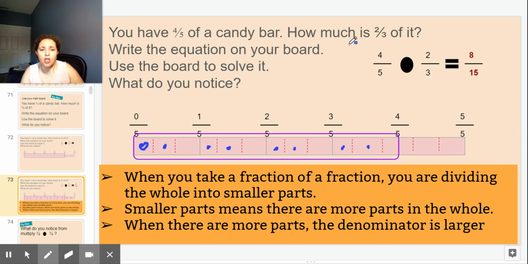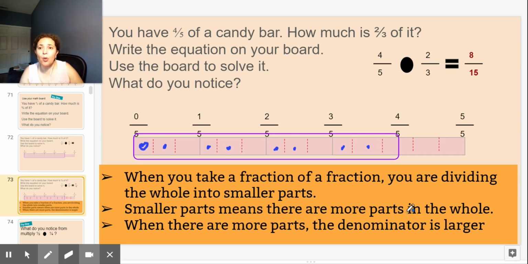So what I want you to notice is when you take a fraction of a fraction, not a whole, we're dividing the whole into smaller parts. So I'm dividing it up into smaller parts. That's very important for you to remember. Smaller parts means there are more parts in the whole. When there are more parts, the denominator is larger.